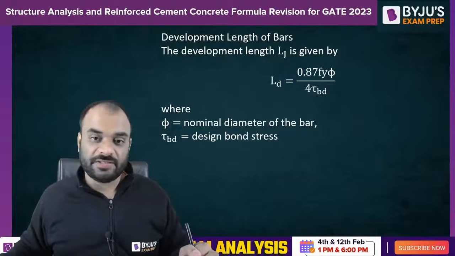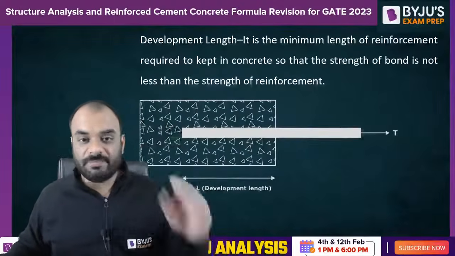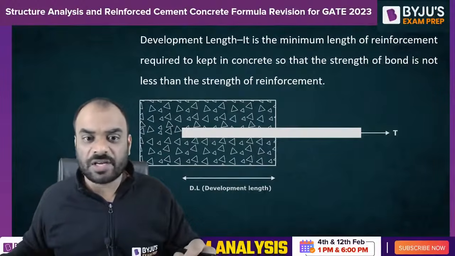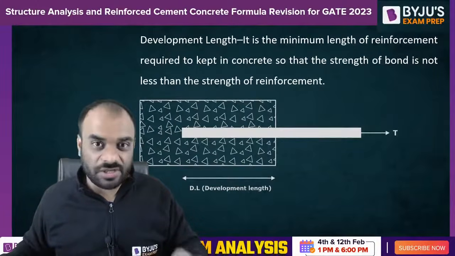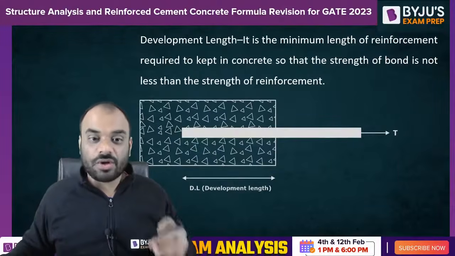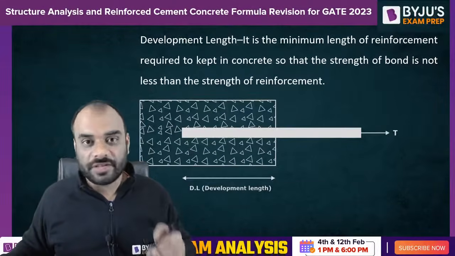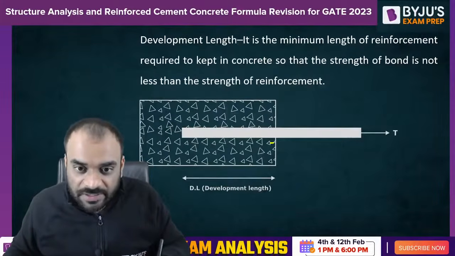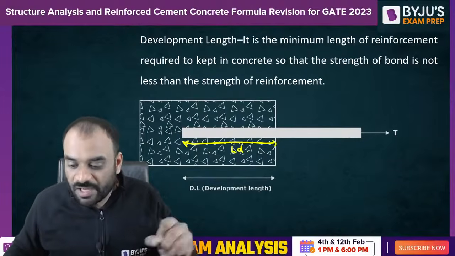Clear? Very nice. Now the next thing is basically the development length. What is development length? It is the minimum length of reinforcement which is required to be embedded in the concrete so that the strength of bond is not less than the strength of reinforcement, right? This is our development length, which is represented by LD. Now what is the value of this LD?